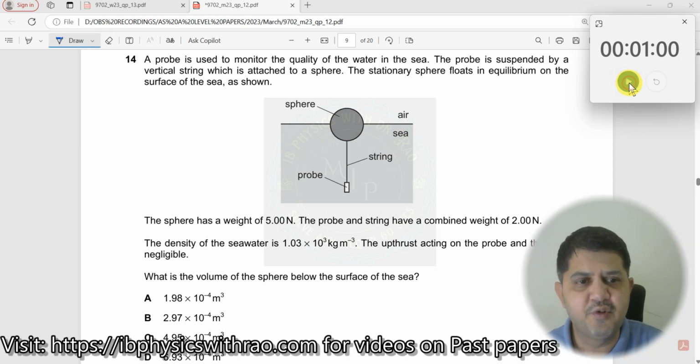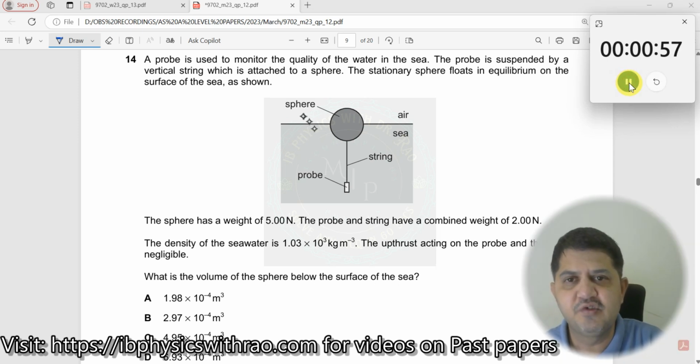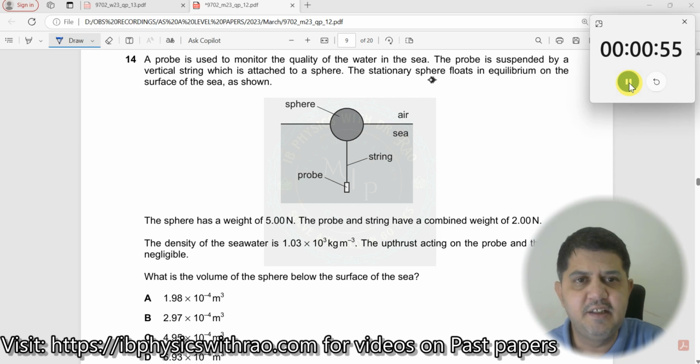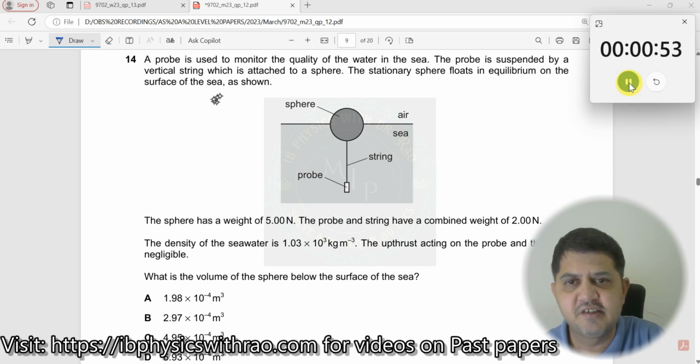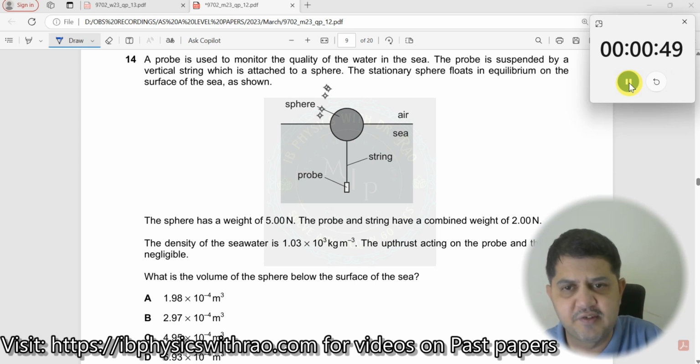Question number 14. A probe is used to monitor the quality of the water in the sea. The probe is suspended by a vertical string which is attached to a sphere. The sphere floats in equilibrium on the surface of the sea. The sphere has a weight of 5 Newton.